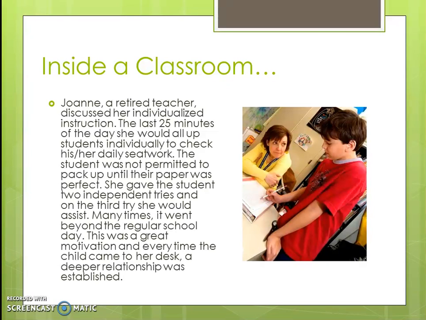But many times, this went beyond the regular school day. But it was also a great motivator, and every time a child came to her desk, they were able to build a deeper relationship. So not only did it help them read, but it also helped them develop a deeper relationship with their teacher, which is also vital in a classroom.